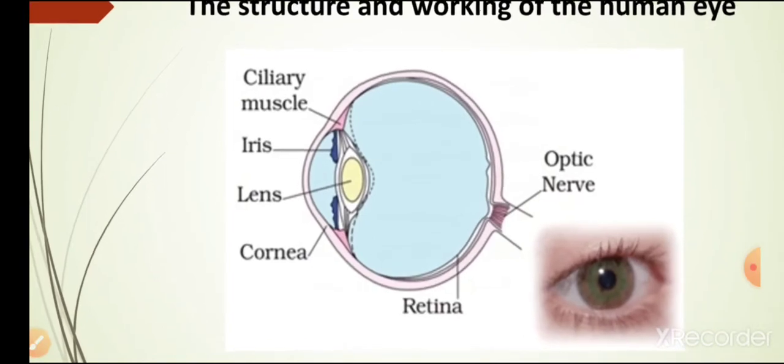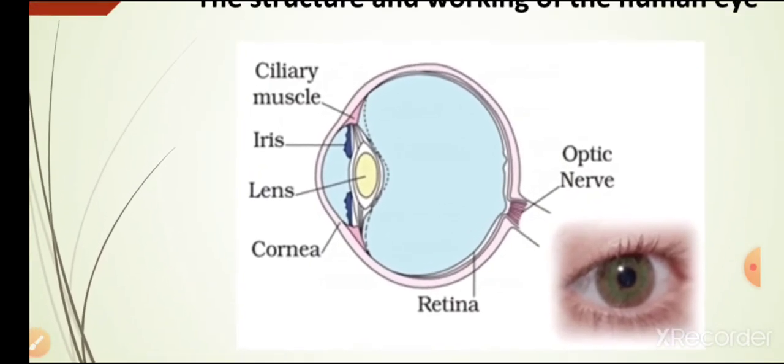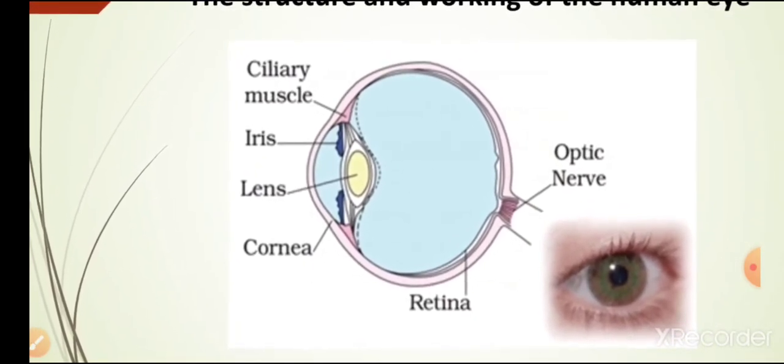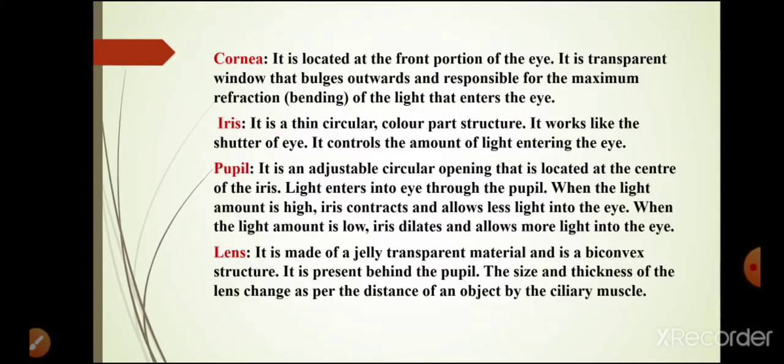Now you can see here, this is the structure of the human eye. In this you can see the different parts of the eye, that is ciliary muscles, iris, lens, cornea, retina, and optic nerve. Now students, we will discuss each and every part of the human eye. First we will talk about the cornea. Students, what is the cornea? It is a transparent spherical membrane present in the front of the eye, and light enters the eye through the cornea.